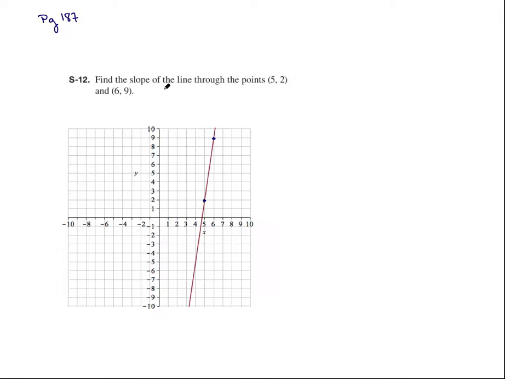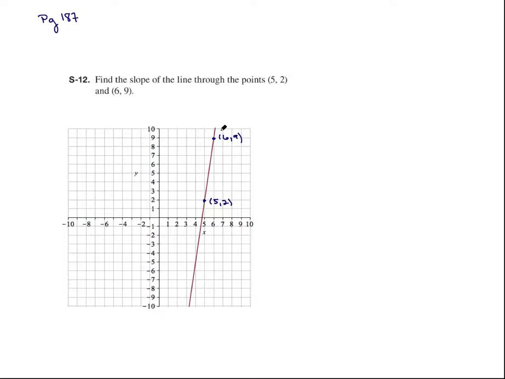We're asked to find the slope of a line that passes through the points (5, 2) and (6, 9). So I want you to notice, before we actually calculate the value of the slope, what that slope looks like graphically. What I have down here is a graph of the line that passes through the point (5, 2), that's this point right here, and the point (6, 9). So this red line is the line that we want to find the slope of. Notice that this line is actually pretty steep.